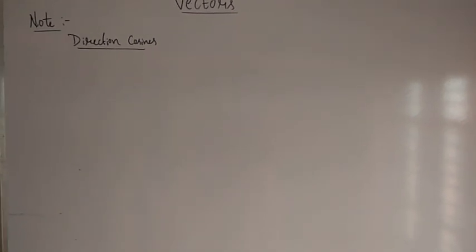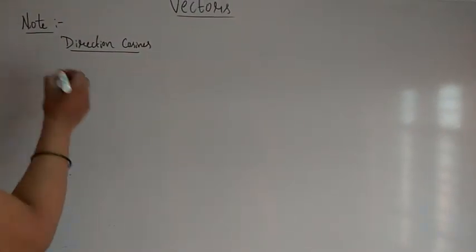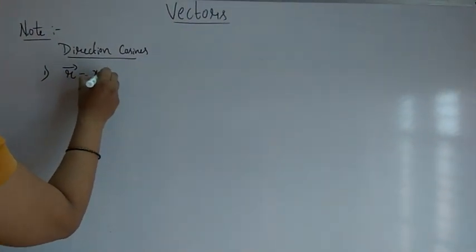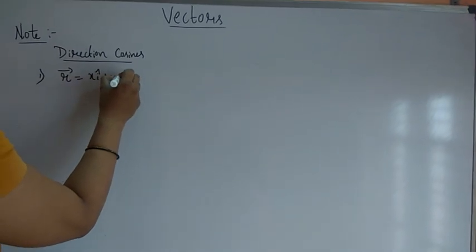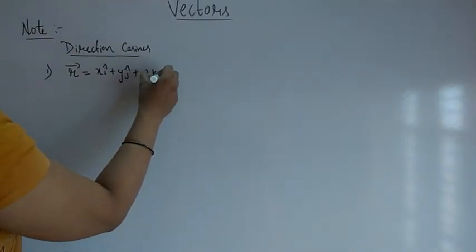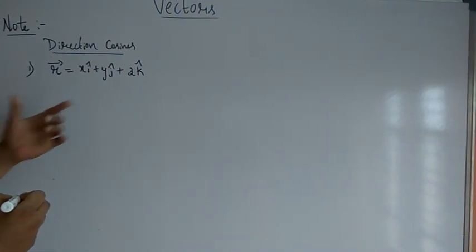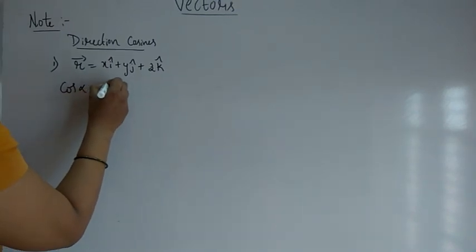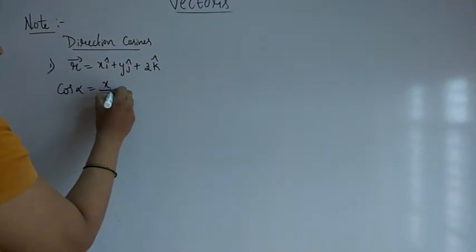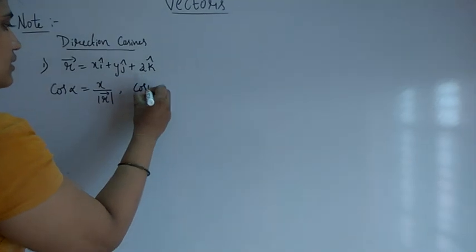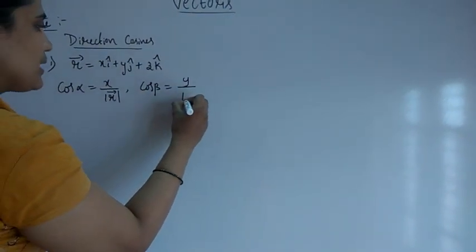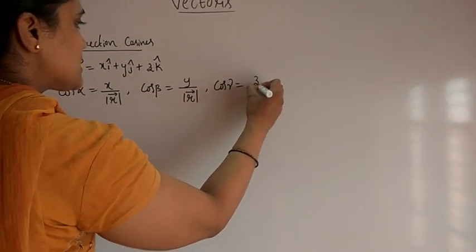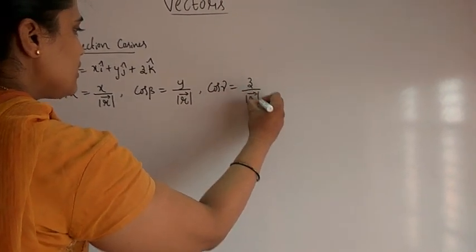Let us note the important points based on direction cosines. Firstly, if the vector is in the form R vector equals xi cap plus yj cap plus zk cap, then the direction cosines are cos alpha equals x by magnitude of R vector, cos beta equals y by magnitude of R vector, and cos gamma equals z by magnitude of R vector.